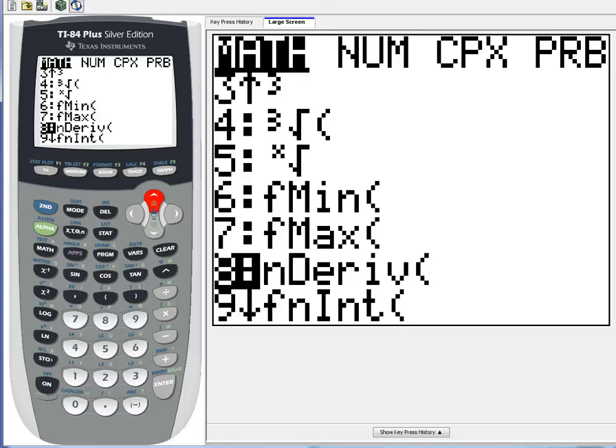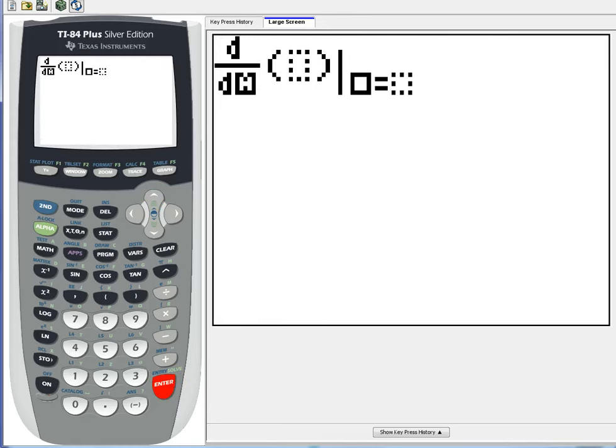That means the numerical derivative. In your book, it'll say n-dir. n-dir is the same as n-deriv. That means find the numerical derivative using your calculator. So if you see n-dir in your book, think calculator. So I press enter on n-deriv, and it's got a whole bunch of stuff for me to fill out.